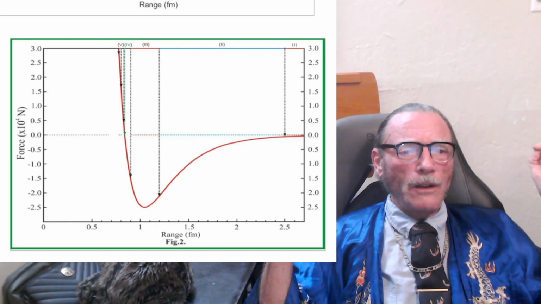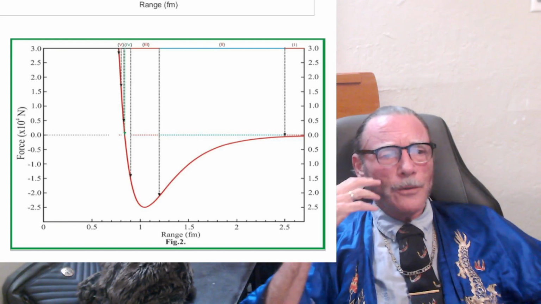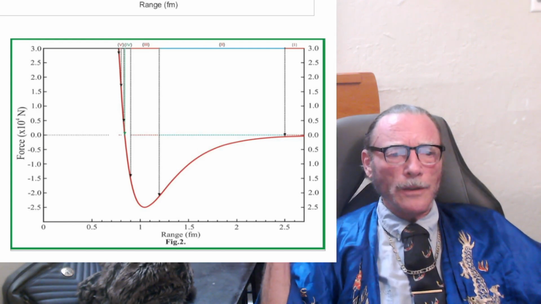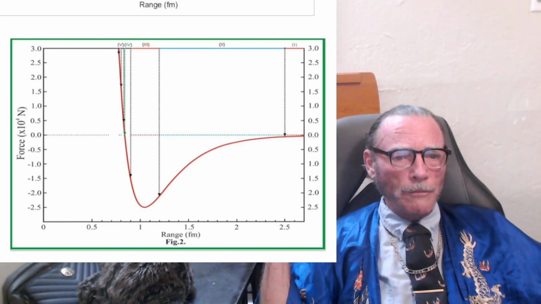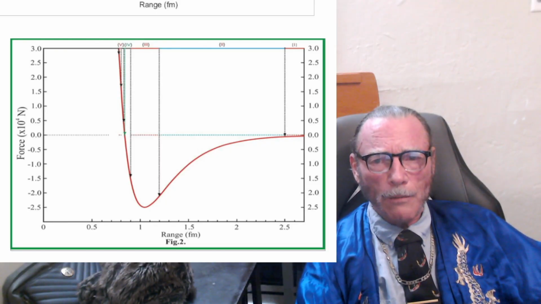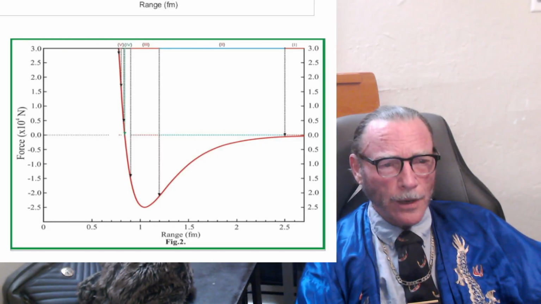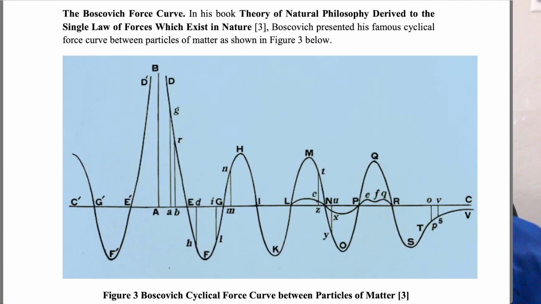This curve was drawn 270 years ago. This curve shows the relationship between one proton and one proton. Let's take a quick look at the Bošković curve so you'll see what I'm talking about. This is the Bošković Force Curve.